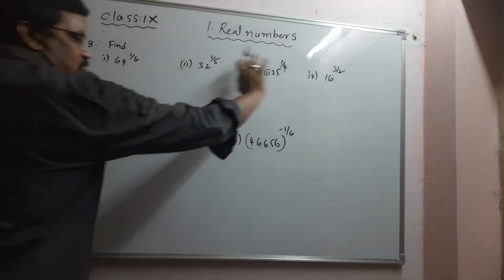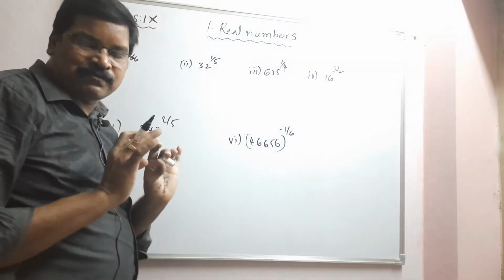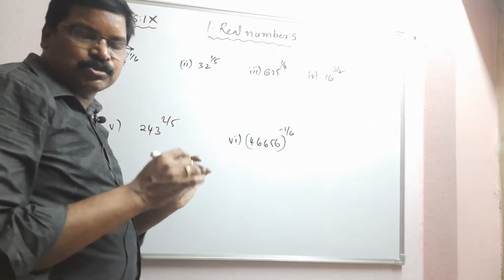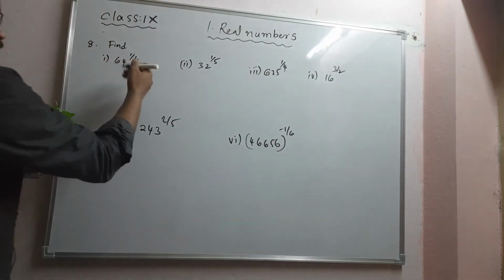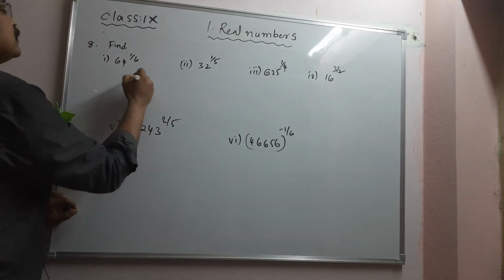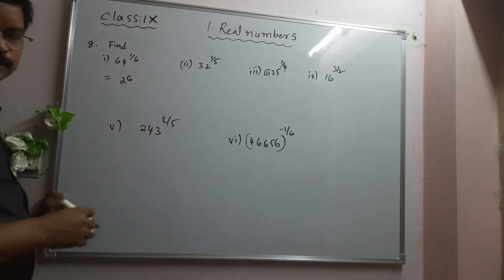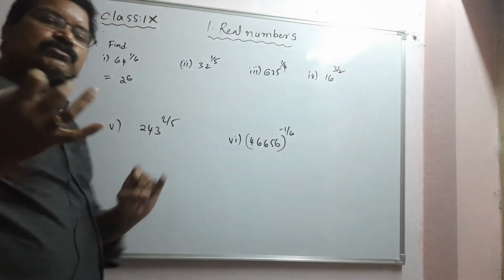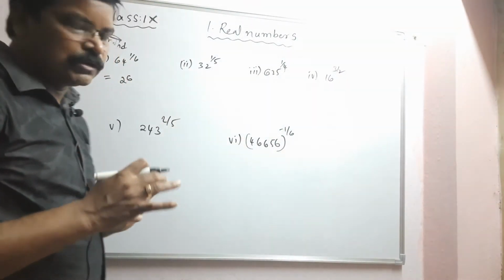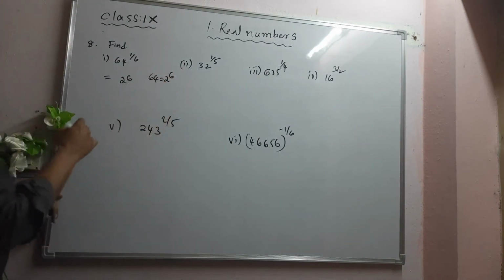Here in all these questions, the bases should be written as a product of prime factors. Then it will be like this. 64 to the power of 1 by 6: this 64 can be written as 2 to the power of 6. 2 2s are 4, 4 2s are 8, 8 2s are 16, 16 2s are 32, 32 2s are 64. So this 64 can be written as 2 to the power of 6.